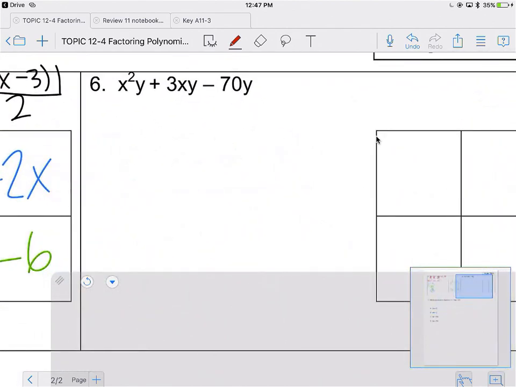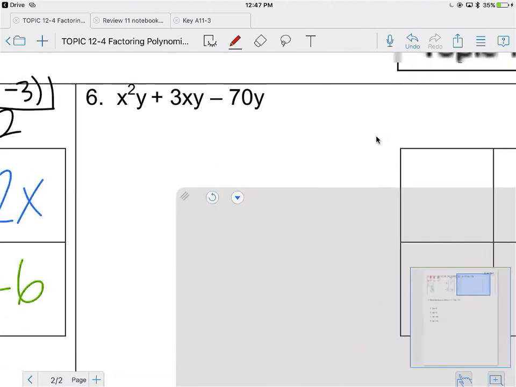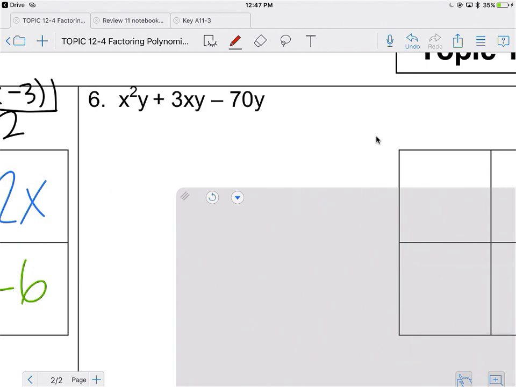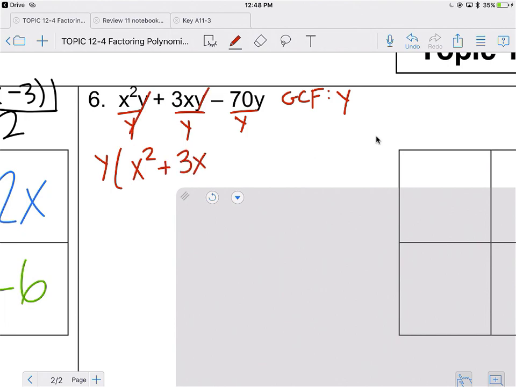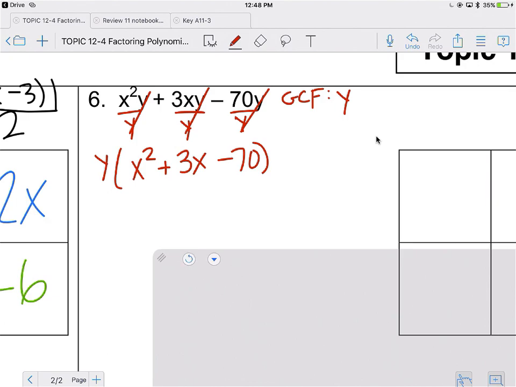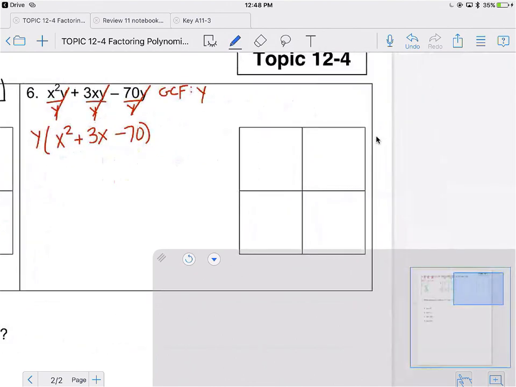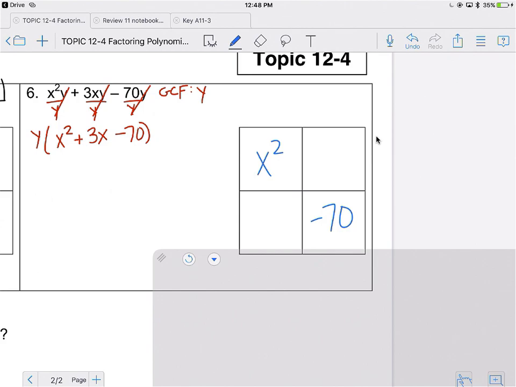Problem 6 is my last factoring question. When I look at all of these, I have a 1, 3, and negative 70, so they don't have a GCF of a number. However, they don't all have x's, but they do all have y's. So I'm going to take a y out of every term, and I'm left with x squared plus 3x minus 70. I fill in my box.